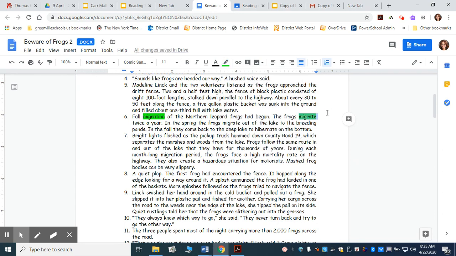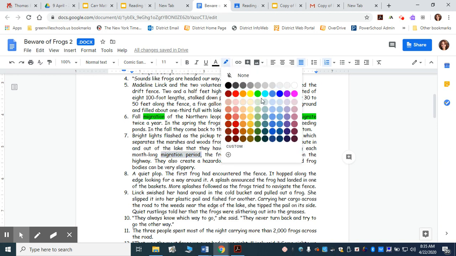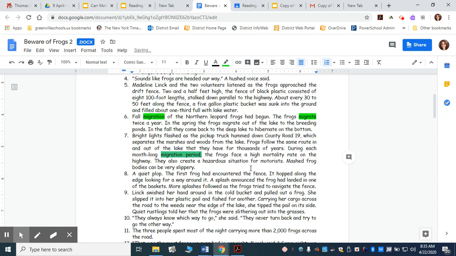And now remember that the words don't have to be exactly the same word. It can be a synonym, or migration, migrate. Those mean the same thing. All right, now let's see where we've got migrate, migration, a month-long migration period. We've got this kind of telling us all about migration. So, green, three different shades of green. Okay, so here's what I highlighted.